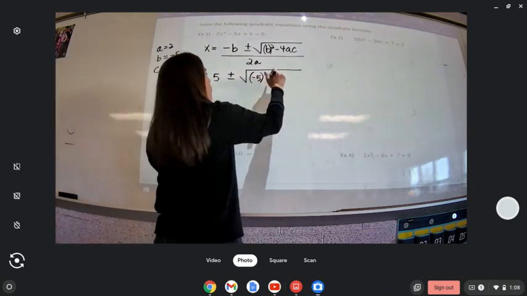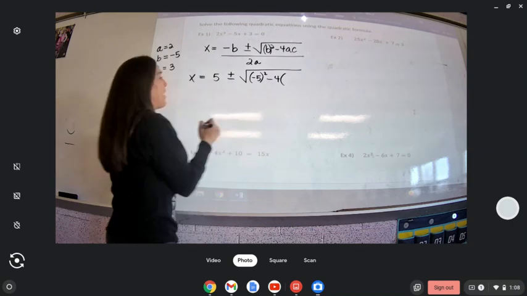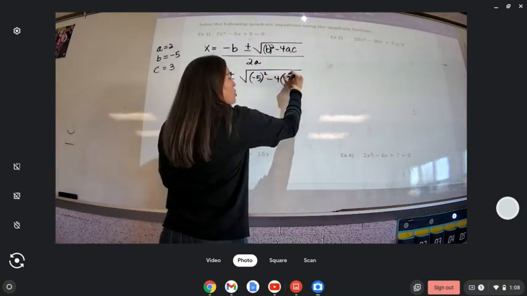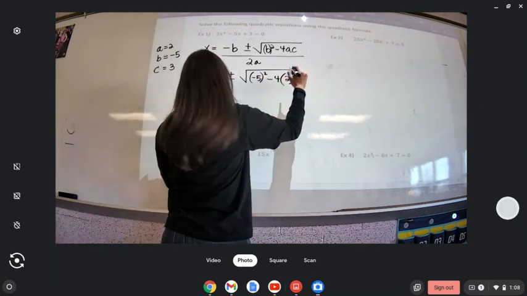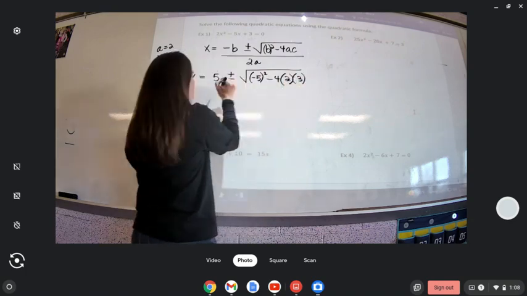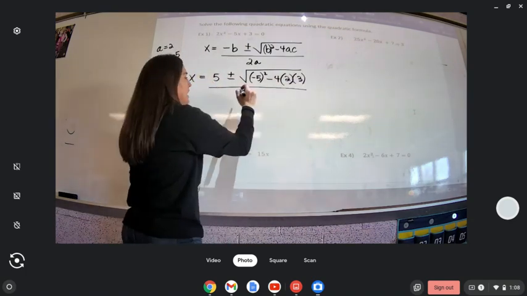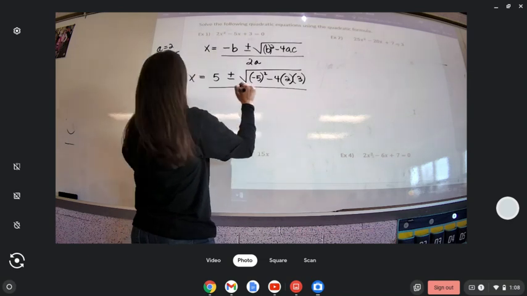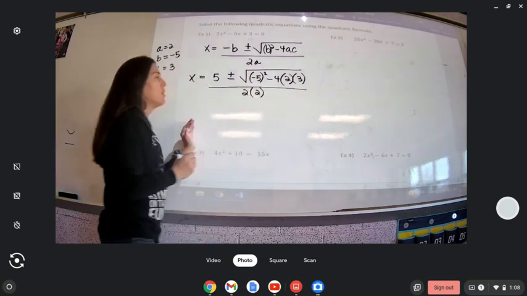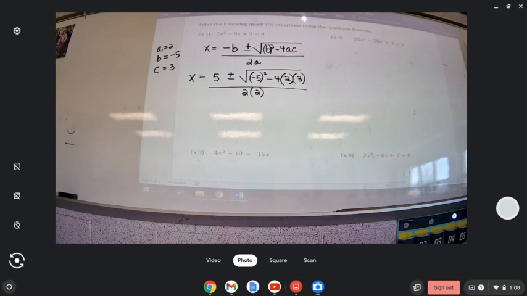Then you're going to subtract 4. You're going to times it with a, who is 2, and you're going to times it with c, which is 3. And then all of that, the entire right side of the equal sign is divided by 2 times a, which is 2 times 2. Everybody take a peek and just make sure everything is in the right place.